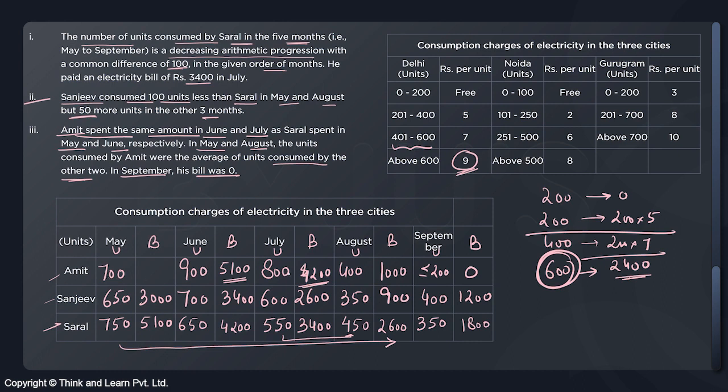And for 700 units, 100 more units at a price of 9 would be 900 more, and the cost would be 3300. This gives us the complete table of who has consumed how many units and who has spent how much amount. That is all we have got now. So let's start solving this question now one by one.